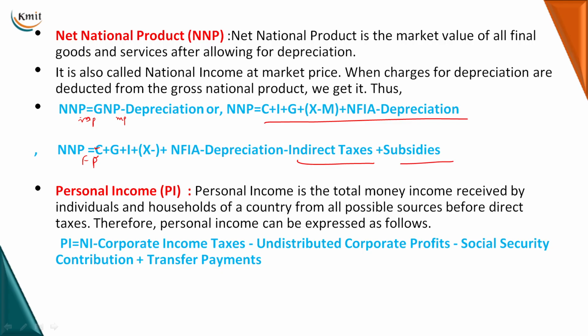Personal income. Personal income is the total money income received by individuals and households of a country from all possible sources before direct taxes. Therefore, personal income can be expressed as national income minus corporate income taxes minus undistributed corporate profits minus social security contribution plus transfer payments.